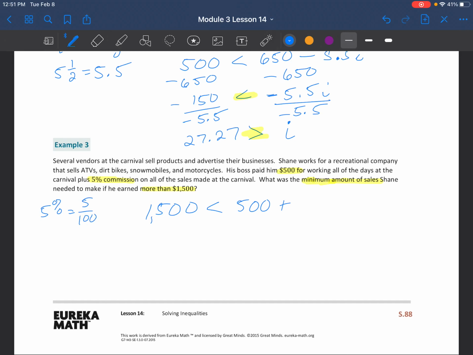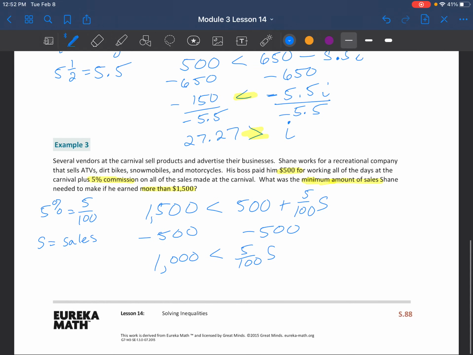Because we want the other part to be more than 1,500. And so he got paid $500, right, for working. And we're going to add that to his 5% commission. Now, 5% can be written as a fraction as 5 over 100. So I'm going to go ahead and leave that as 5 over 100. Right? And we're looking for the minimum sales. So we're going to put S equal to sales. Okay? So that's going to be 5/100 S.